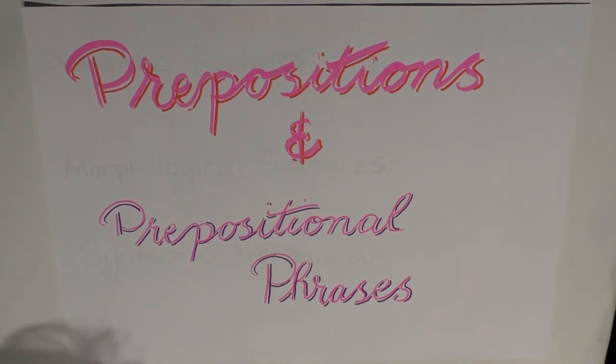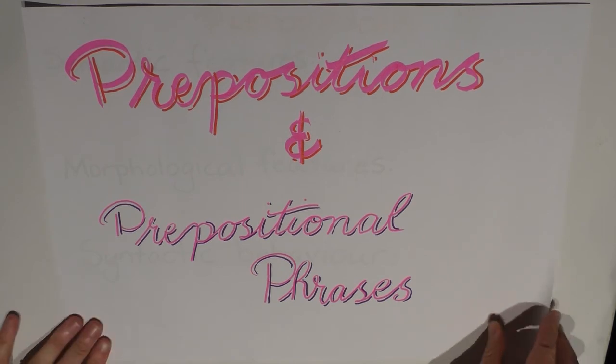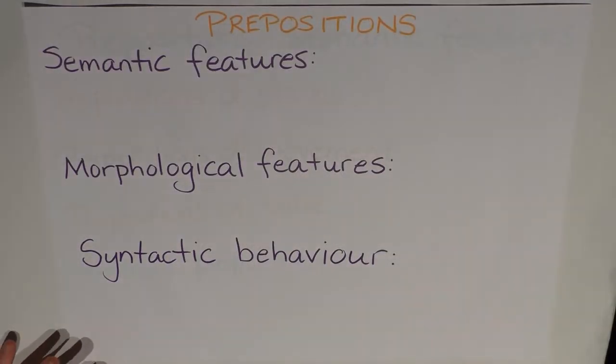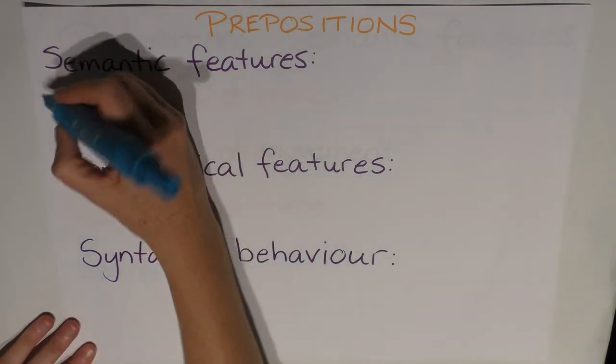This is episode 23, Prepositions and Prepositional Phrases, and I think we should just get stuck straight into it, so here we go. Okay, so first of all, the semantic features. Now the semantic features of a preposition is that it expresses the relationship between things and events. So let's write that.